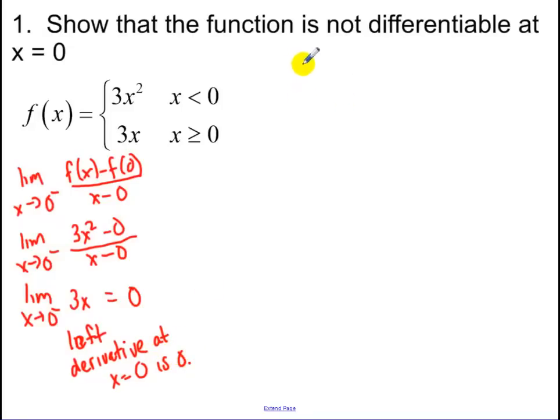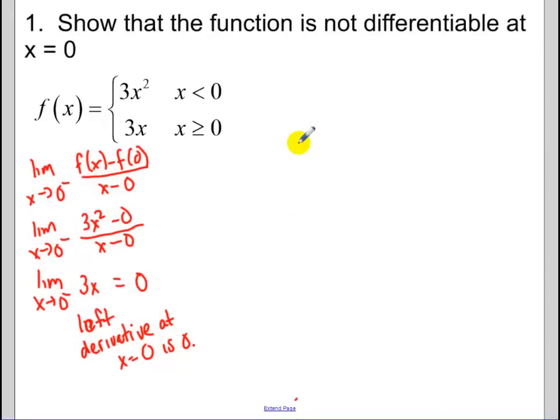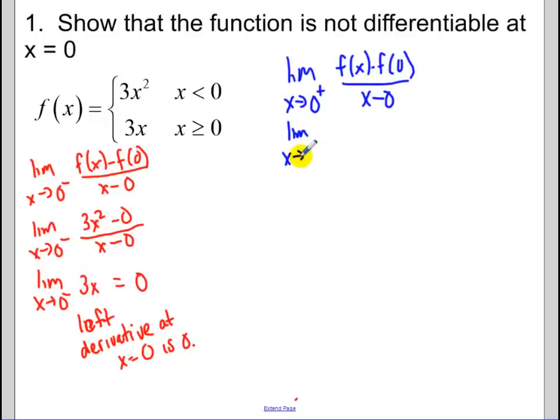Now let's look at the right. So our limit as x goes to 0 from numbers a little bit more. Okay, so for numbers a little bit more, we're going to use the bottom function.